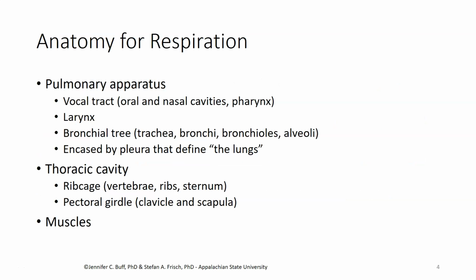The anatomy for respiration consists of the pulmonary apparatus, which provides the channel for airflow in respiration, the thoracic cavity, which surrounds the lungs and provides the structure that creates changes in lung size to promote airflow, and the muscles that move elements of the thoracic cavity to make that airflow happen.